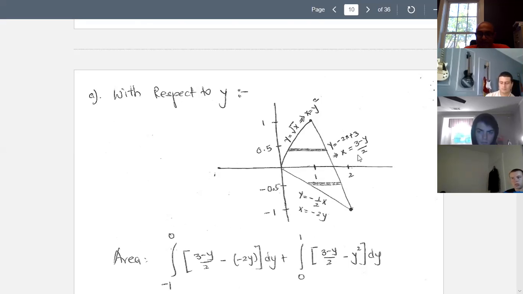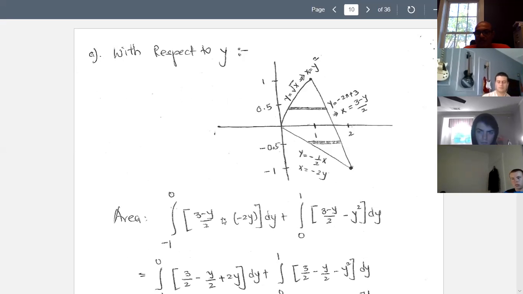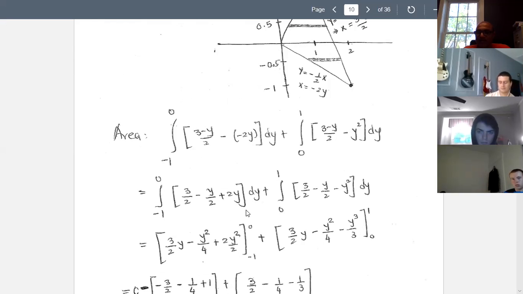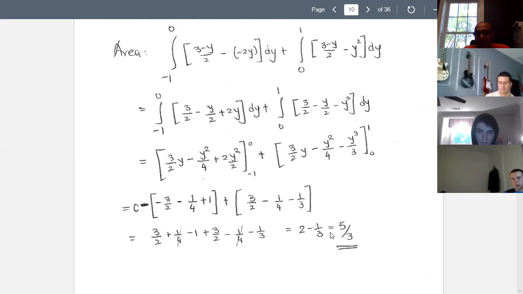And again, we are moving from right to left. So right is (3 minus y) by 2 and left is y square, dy. And then the ball is in your court. Just simple term by term integration. Open the bracket, make sure about the signs. Term by term integration will give you the answer.